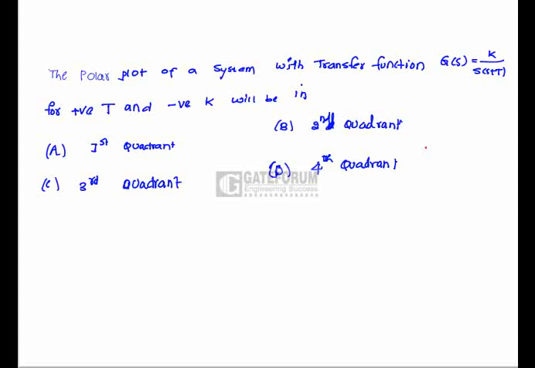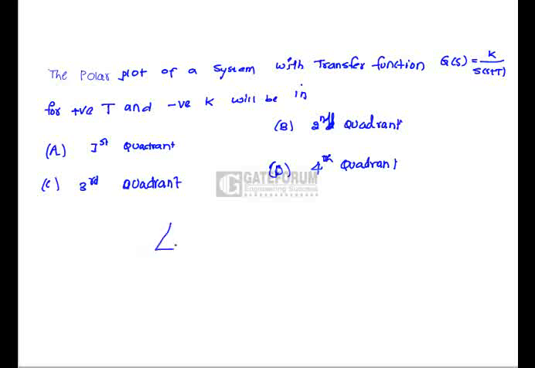Is the polar plot of a system with a transfer function G of s equals K by s into s plus T, for positive T and negative K, will be in which quadrant? See, if we want to plot a polar plot of a given transfer function, then we need to know the magnitude as well as the phase. Then only we can decide it is going to be in which quadrant. So if we take the phase function as well as the magnitude function separately, we are going to decide it.